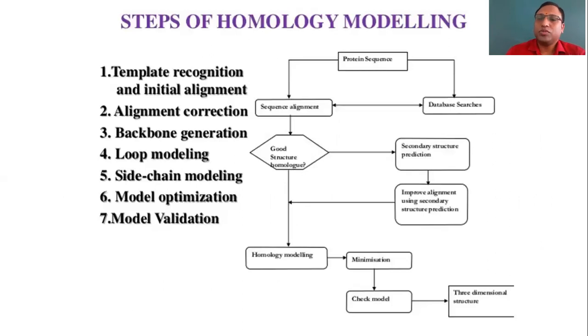So what are the different steps which are involved in homology modeling? There are totally 7 steps involved here. The first step is called template recognition and initial alignment. Second step is alignment correction. Third is backbone generation. Fourth is loop modeling. Fifth is side chain modeling. Sixth is model optimization. And seventh is model validation. So we will see each one by one.